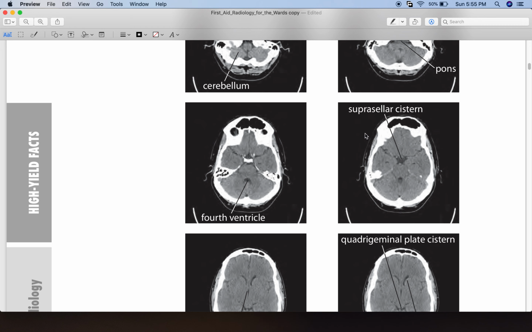Okay. The next point here, we have the suprasellar cistern. The suprasellar cistern appears when the greater and lesser wing of the sphenoid disappear, but the frontal sinuses are still appearing. So it's important to check that. We can see the suprasellar cistern when we have the frontal sinuses, but the greater and lesser wings of the sphenoid have disappeared.